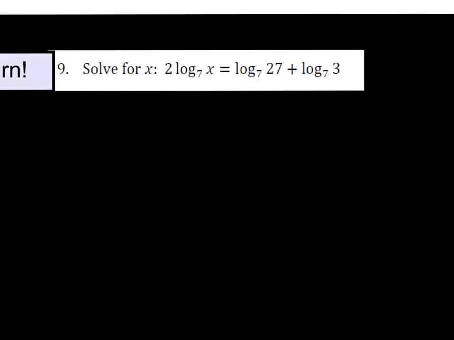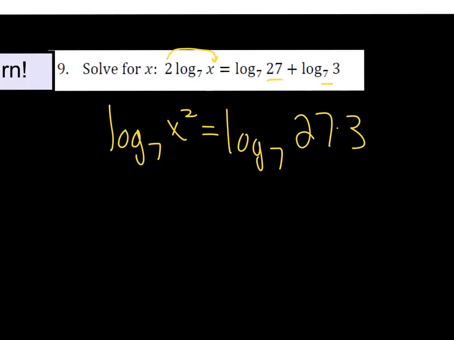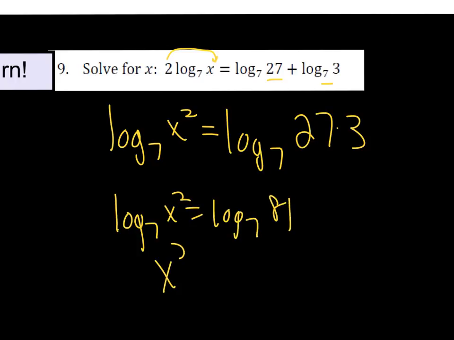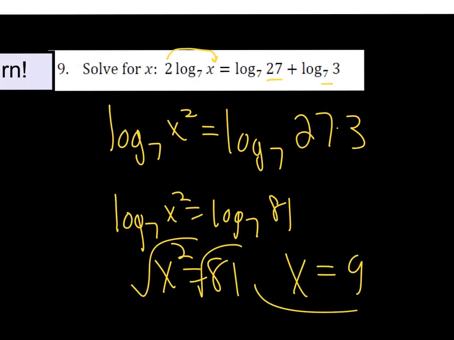So take a look at this one, a little bit different now. So this side will be now log base 7 of x squared. Move this back over. Now these two together would be log base 7 of 27 times 3. 27 times 3 is going to be 81. So I have log base 7 of x squared equals log base 7 of 81. So x squared will equal 81. So I'm hoping you guys know this one. x equals 9. Boom, thank you for playing.